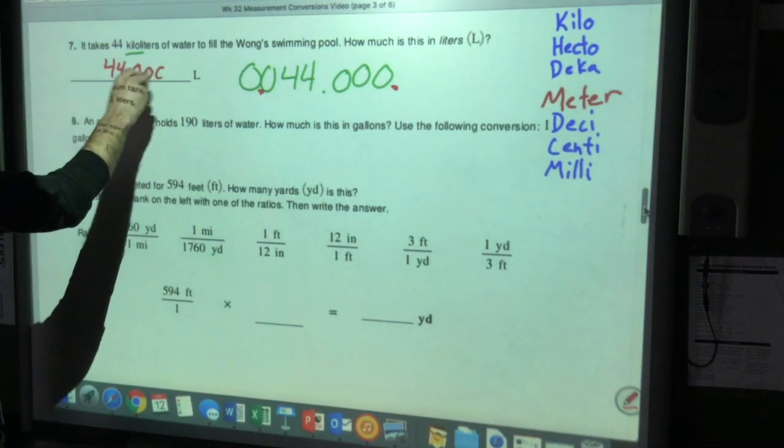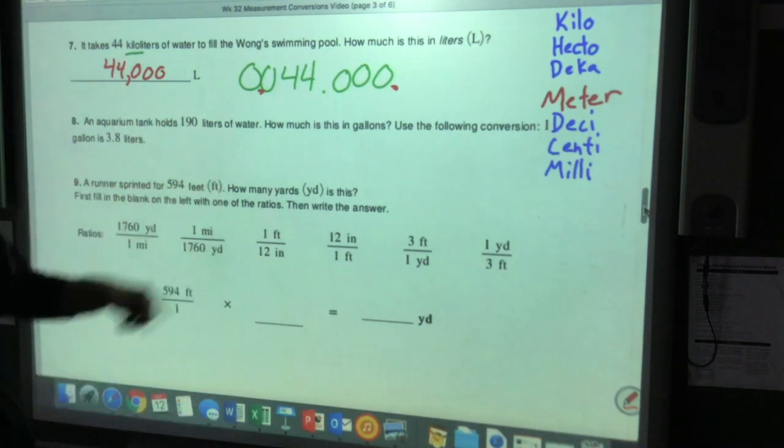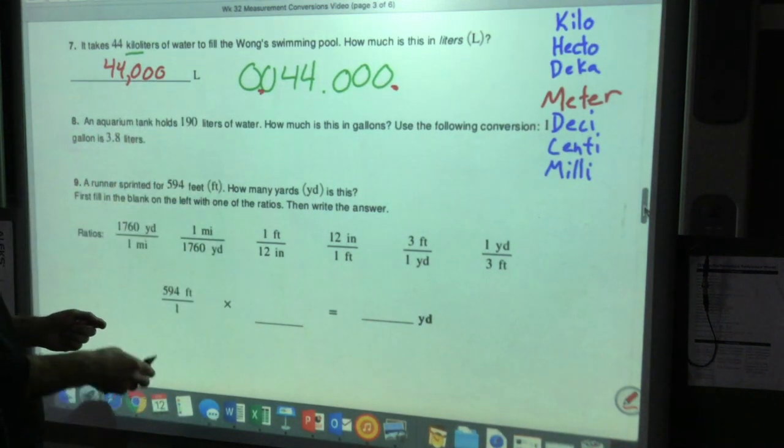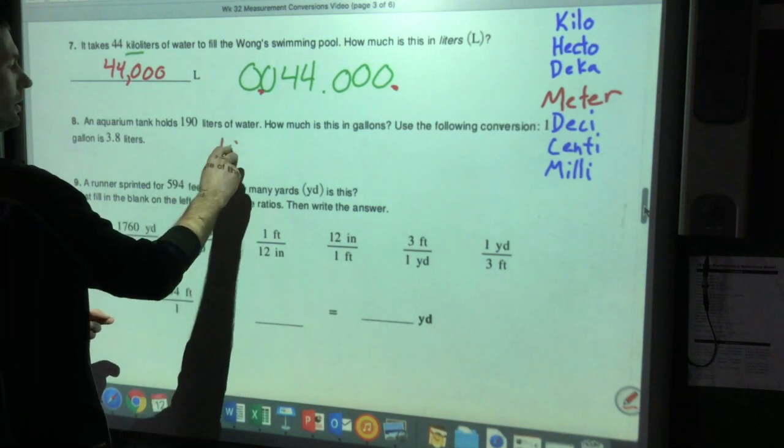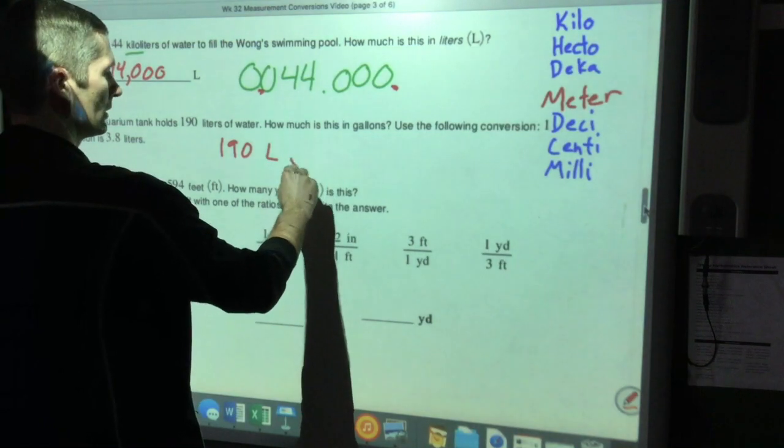44,000 liters of water for a pool. Lots of liters. An aquarium holds 190 liters of water. How much is this in gallons? Okay, so 190 liters, we're changing that to gallons.